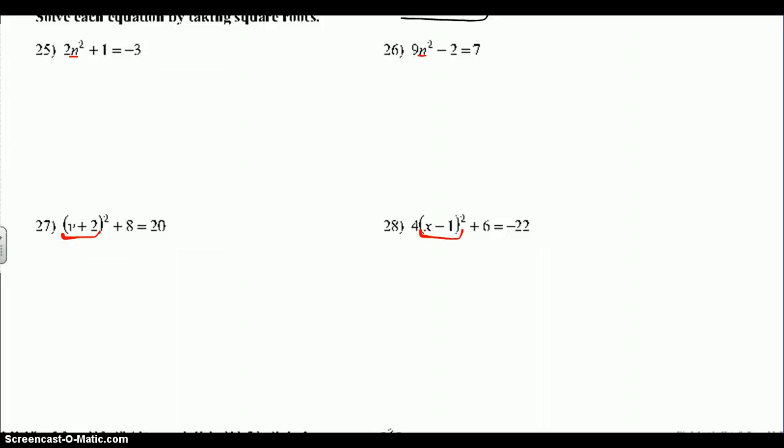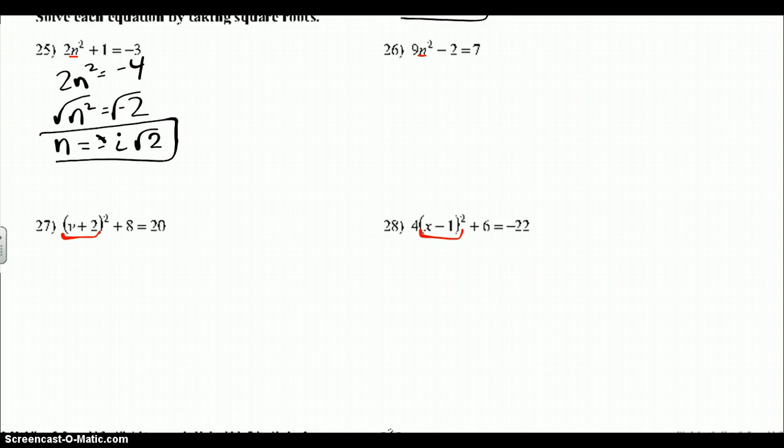For 25, I'm going to subtract 1 first. So I get 2n squared equals negative 4. Divide by 2, so I get n squared equals negative 2. And then I'm going to square root both sides because it's isolated. So if I square root both sides, I'm taking the square root of negative 2, which is my imaginary number, i root 2. But remember, we need our plus or minus. So n equals plus or minus i root 2.